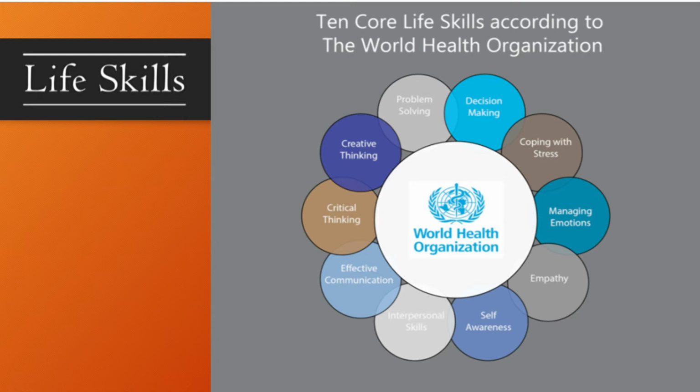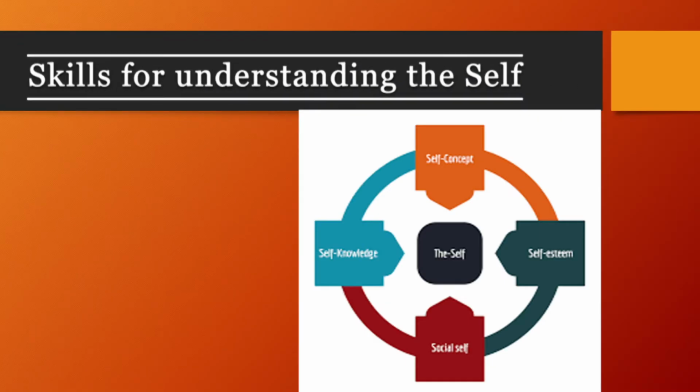The 10 core skills are problem solving skills, critical thinking skills, effective communication skills, decision making skills, creative thinking skills, interpersonal relationship skills, self-awareness building skills, then empathy and coping with stress and emotions. The most important thing is that skill is needed for understanding the self.